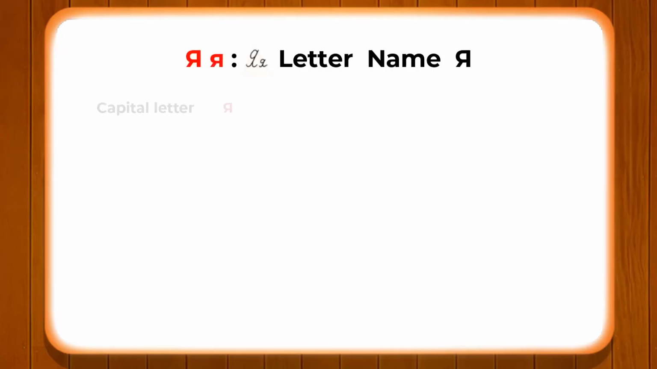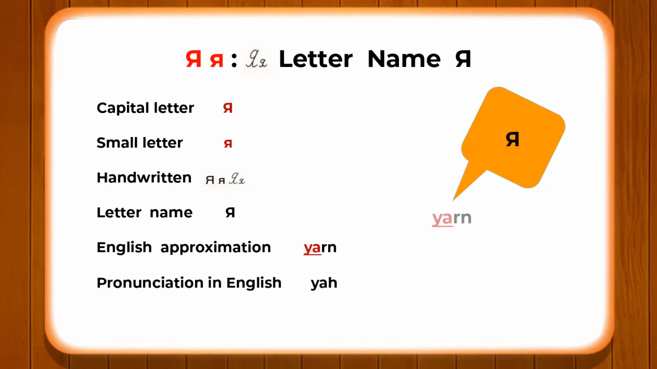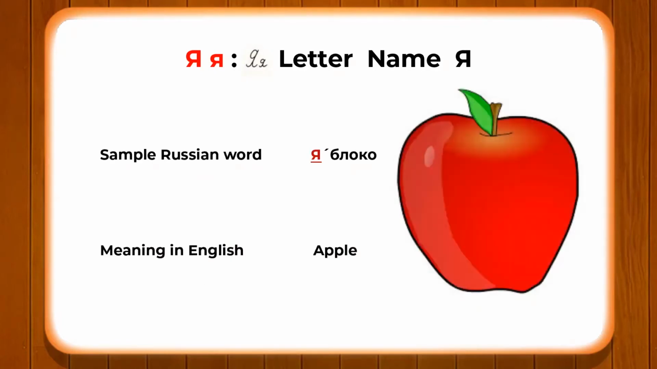And finally, the last one of the Russian alphabet is another very interesting letter known as Ya, a vowel. And how do we pronounce it? With the help of the English approximation word as in yarn, and with the help of a sample Russian word we have ya in yablaka, which means apple.